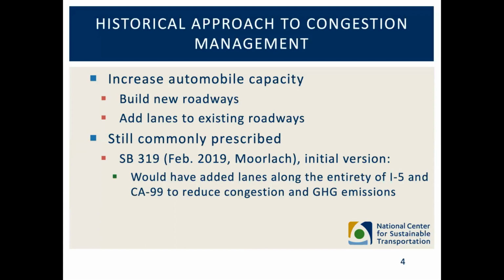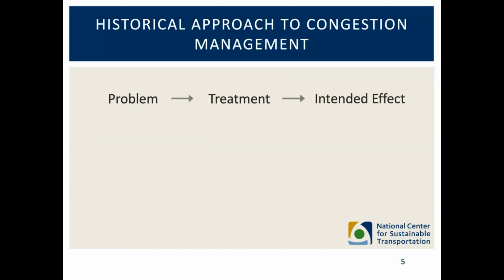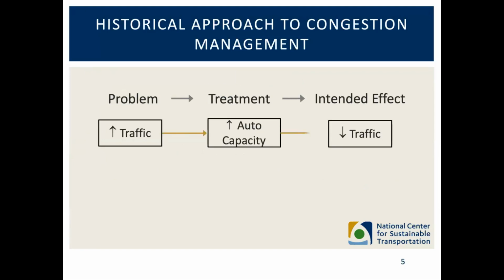So diagrammatically, the historical approach to congestion management looks like this. To treat the problem of increased traffic, we add automobile capacity, and the intended effect is to reduce traffic. However, the problem with adding capacity is that it doesn't end in the steady state of reduced congestion and faster speeds. It actually has the unintended effect of inducing more auto travel on the expanded corridor.